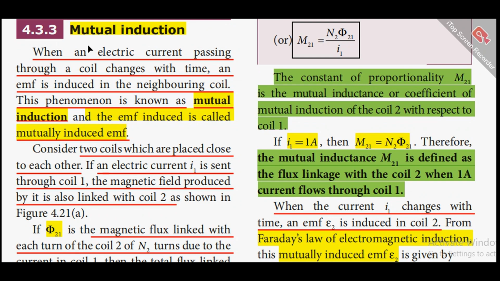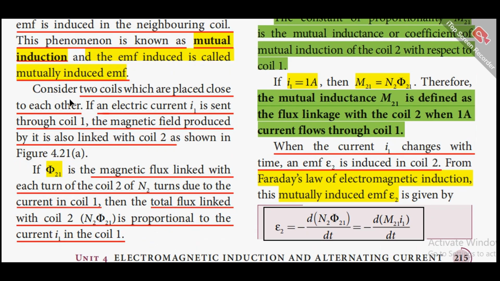Now let us study the phenomenon of mutual induction. When an electric current passing through a coil changes with time, an EMF is induced in the neighboring coil, and this phenomenon is called mutual induction. The EMF thus induced is called the mutually induced EMF.